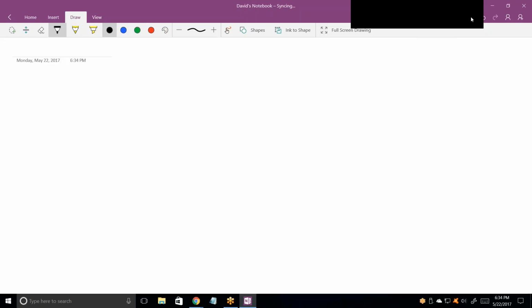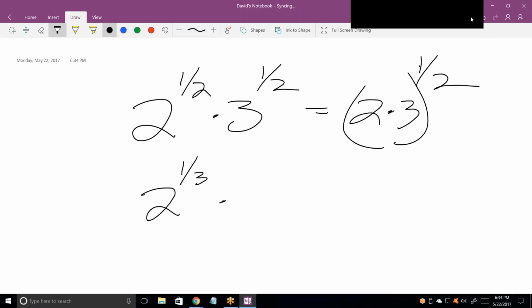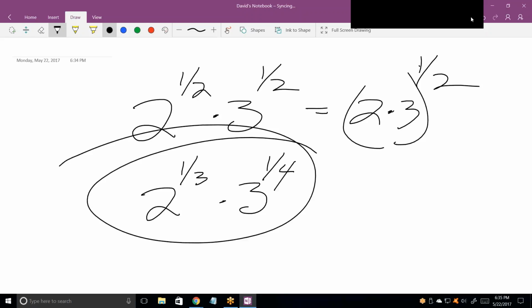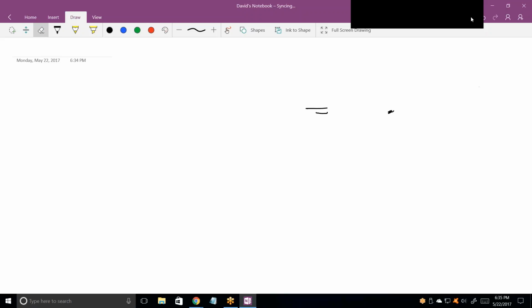Now, there's a couple of things. If the exponents are the same, and the bases are different, that's the same as 2 times 3 to the 1/2. So sometimes you can do stuff if the bases are different, but only if the exponents are the same. If I have 2 to the 1/3 times 3 to the 1/4, that I can't do anything with. Right. You have to have either the bases be the same or the exponents be the same. One or the other. Then you can simplify.